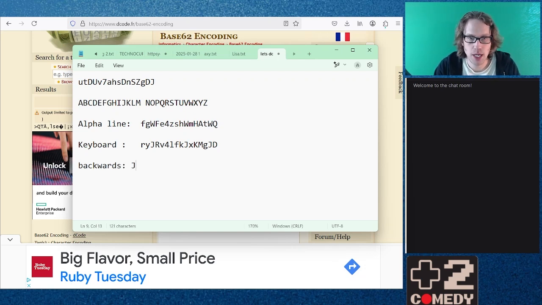Backwards J, but that's not really reflecting now, is it? G, G, Z, S, N, D, S, H, A, 7, V, U, D, T, U. So how would I reflect it?